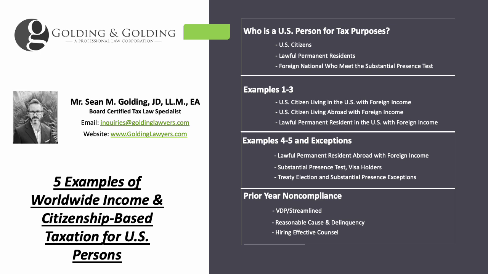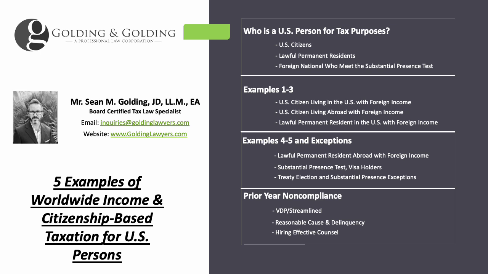When talking about individuals, there are three main categories: U.S. citizens, lawful permanent residents, and foreign nationals who meet the substantial presence test. The latter category, the substantial presence test, essentially is a counting days test. It primarily impacts foreigners who are living in the United States, either on a B1, B2 travel visa, an EB5, E2 investment type of visa, H1B, or L1.